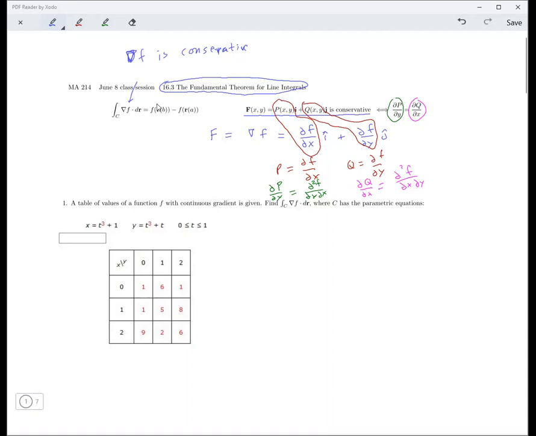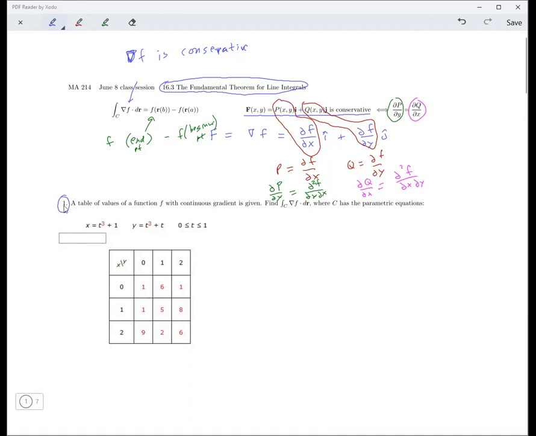And basically, all you have to do is take the function at the end point minus the function at the beginning point, and that's going to be your integral. It doesn't matter what path you take. So this is f at the end point minus f at the beginning point. Just to give you an outlook, let's do some examples.